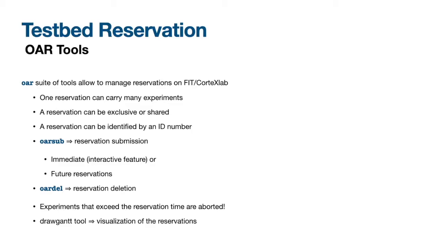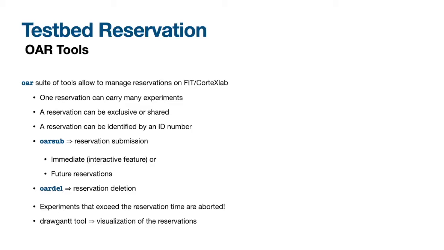Every reservation will carry an identification number, and you have two main commands. They're not the only commands, but two main commands which are used here. OAR sub submits a reservation that can be either immediate, meaning it's interactive, so you have to check if the testbed is free, or it will give you the next free slot.